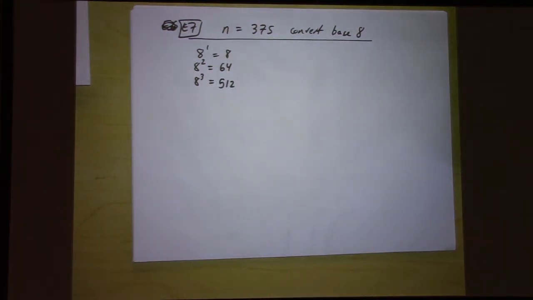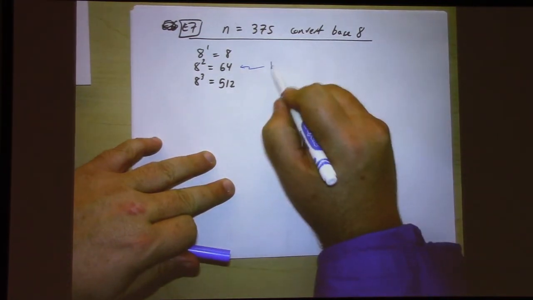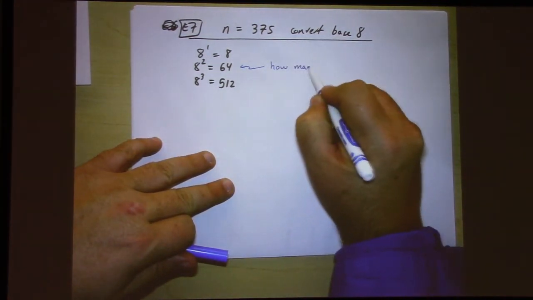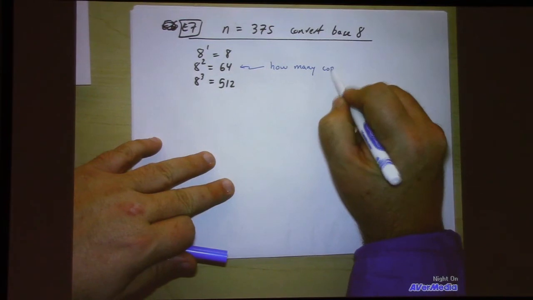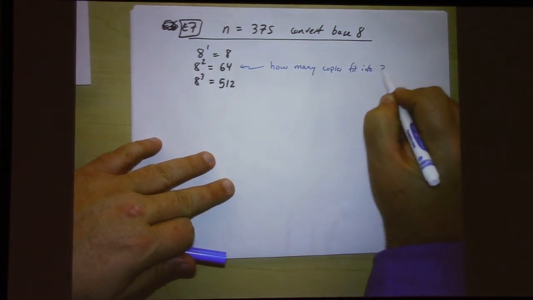So the largest power of 8 that I can fit into 375 is 8 squared, right? So we start with that. Now, the question then is, how many copies fit into 375, right?